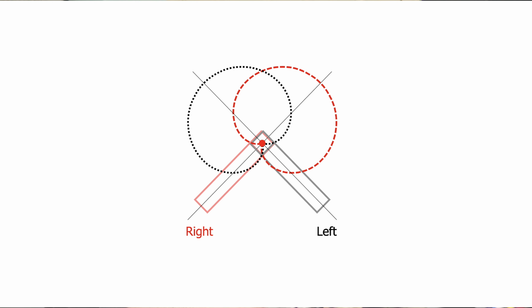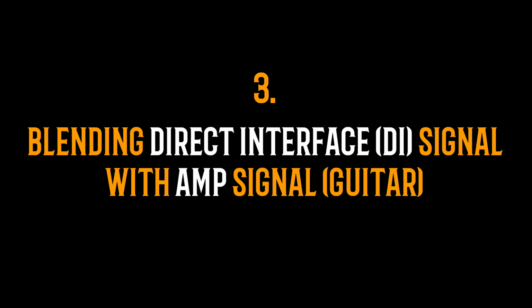Another technique is using a specific mic pattern that's designed to avoid phase cancellation. You can either use an XY pattern or an ORTF pattern, and both of these techniques are designed to avoid that phase cancellation and get the recording to sound as full as it would in the actual room. So the third instance of when this might happen is when you're blending a DI signal of an electric guitar with an actual recorded amp signal. Again, it's the same problem as with the other two.